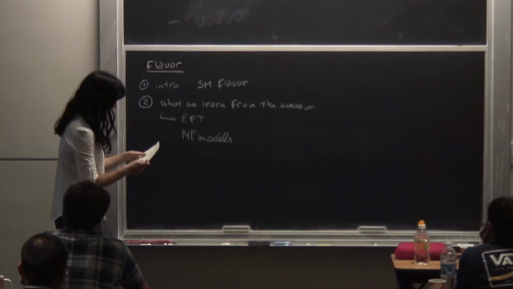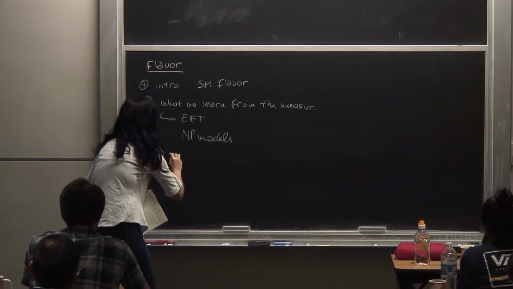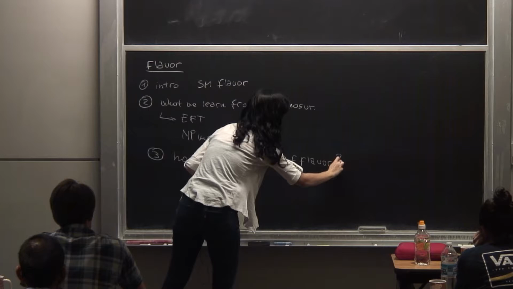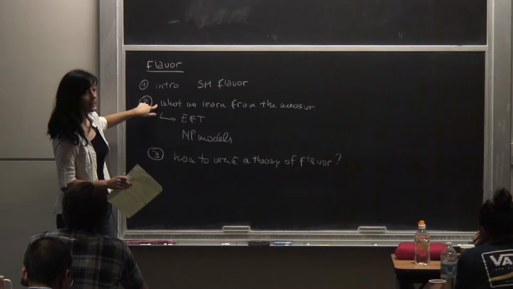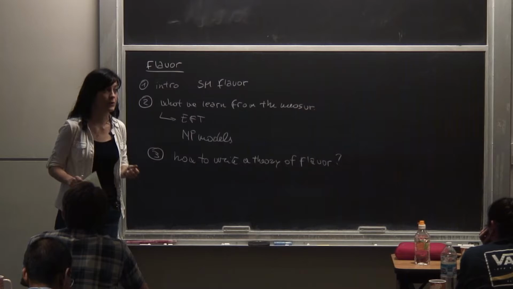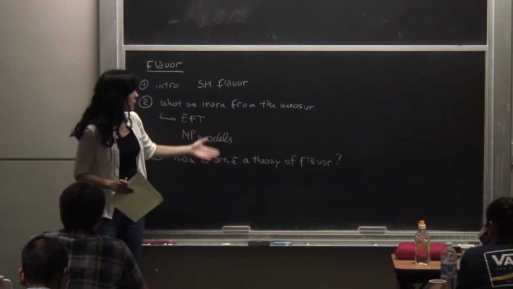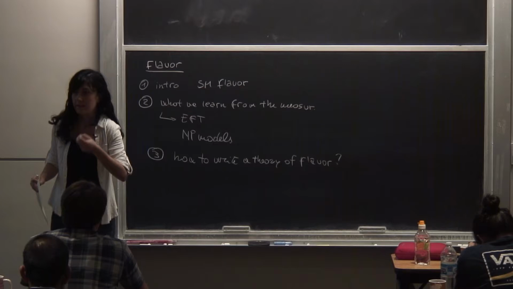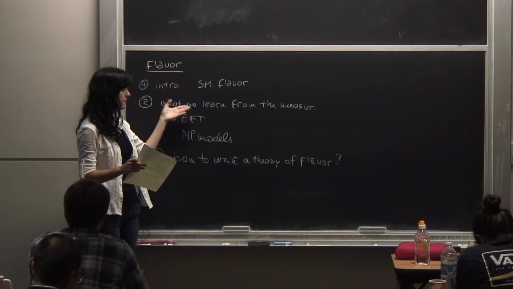Then, the third topic is how to write a theory of flavor. Because from here and from here, we'll conclude that measurements are telling us that flavor nature is not incredibly far away from the prediction of the standard model. And then the question is, if you go beyond the standard model, what type of theory are we allowed to write down? In particular, we'll focus on symmetry principles and interesting theory mechanisms that tell us that we don't have huge new physics effects on the flavor observables that we are measuring.